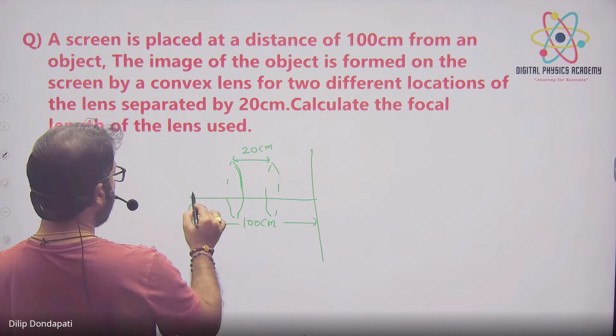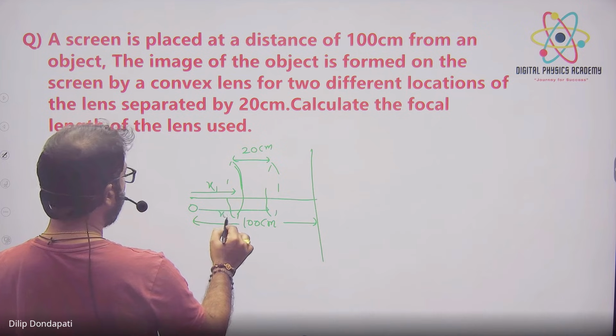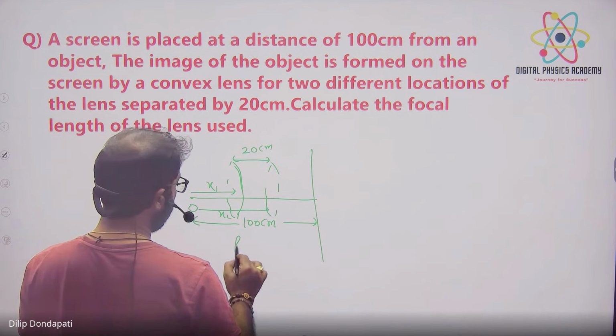We know x1 is from here to here, and x2 is from here to here. Calculate the focal length of the lens used.